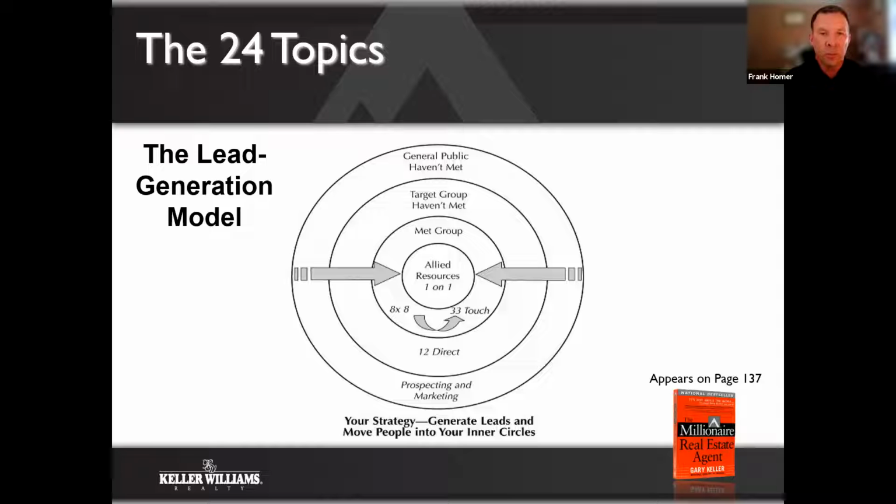As you work through that target group, we apply the 12 direct. We'll touch on that. There'll be a little bit more details around that. As you move into the MET group, so now we've actually, through the 12 direct, we've met them, and now we're following up. We're using the 8x8 to build a deeper relationship, and the 33 touch to stay in continuous contact with them. And you continue to move them inwards to your allied resources.